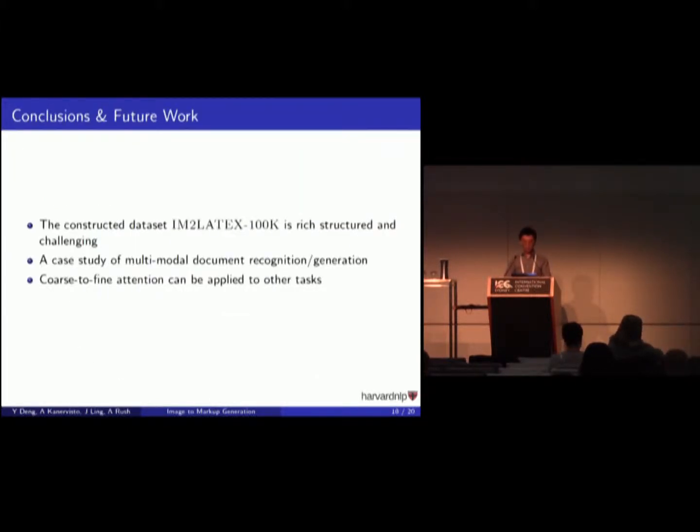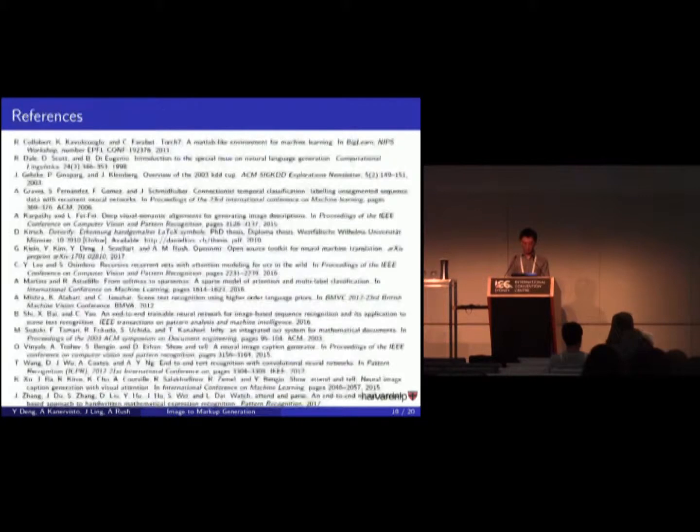So, in conclusion, we constructed a dataset, image-to-text 100K, which is really rich, structured, and challenging. We present a case study of multimodal data recognition or generation, and the presented coarse-to-fine attention can be applied to other tasks as well. So imagine if you are doing document summarization, you can treat each document as a sequence of sentences, and you can first do a coarse attention over the sentences and do a fine attention over the individual words in the sentences.